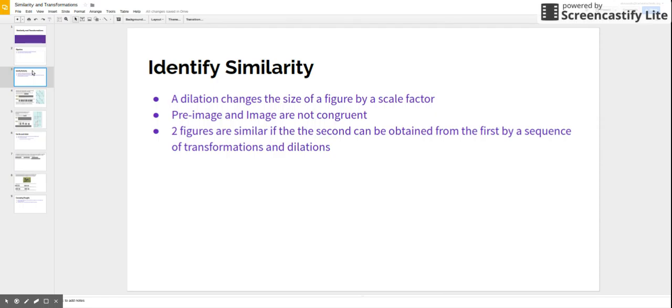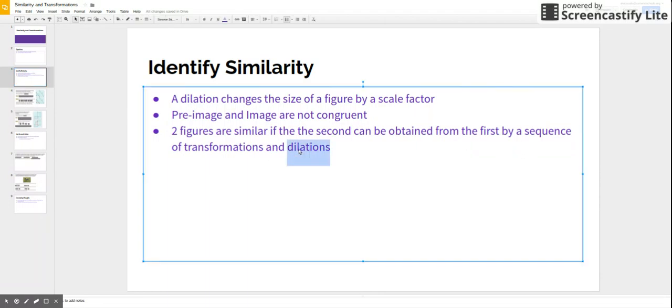A dilation changes the size of a figure by the scale factor. Pre-image and image are not congruent, and two figures are similar if the second can be obtained from the first by a sequence of transformations and dilations. So if there is a dilation, then your figures will definitely be similar. Any other transformations, they'll be congruent. But if your series of transformations includes a dilation, then your pre-image and your image will be similar.